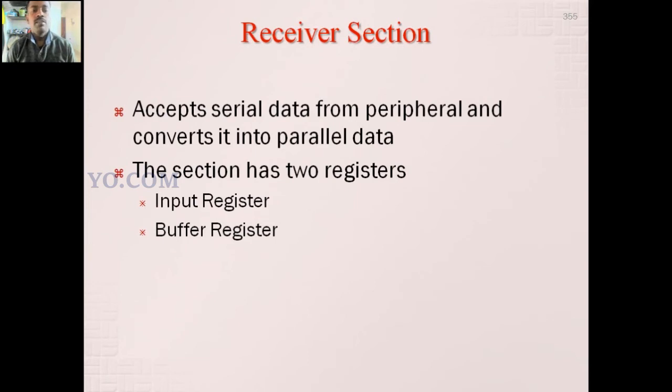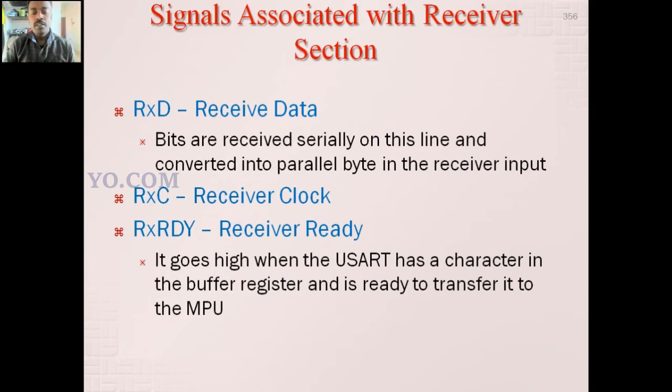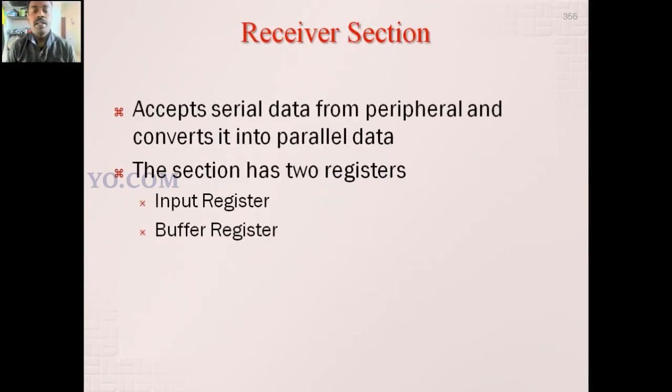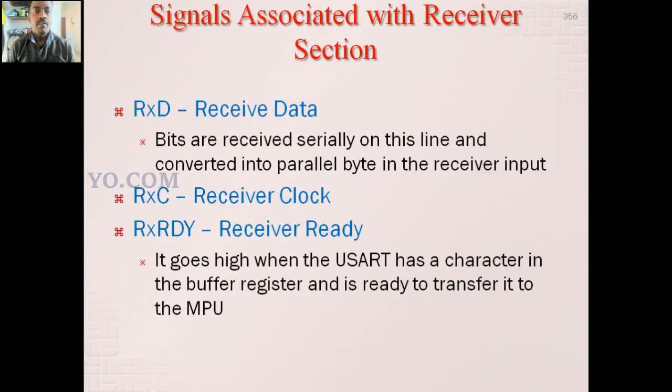So this section consists of two registers, the input register and the buffer register. The input register receives the data from the peripheral and converts it into parallel format. The buffer register transfers the data to the microprocessor unit in parallel form. The signals associated with the receiver section are three signals. One is RxD, that is received data. Bits are received serially on this line and converted into a parallel byte in the receiver input.